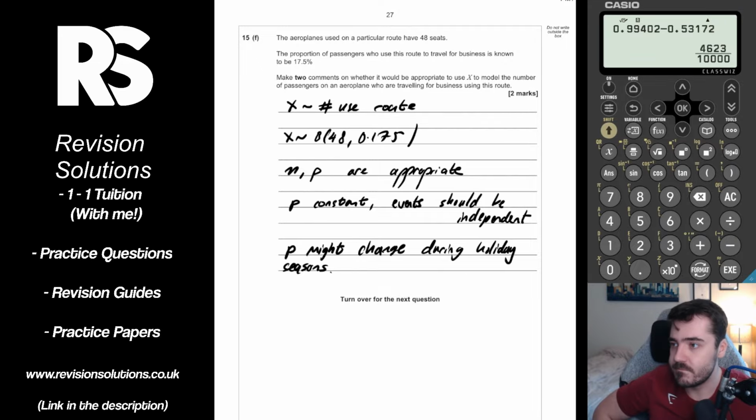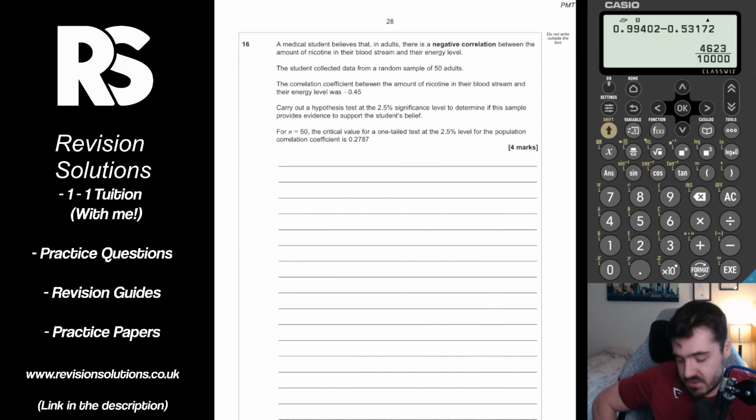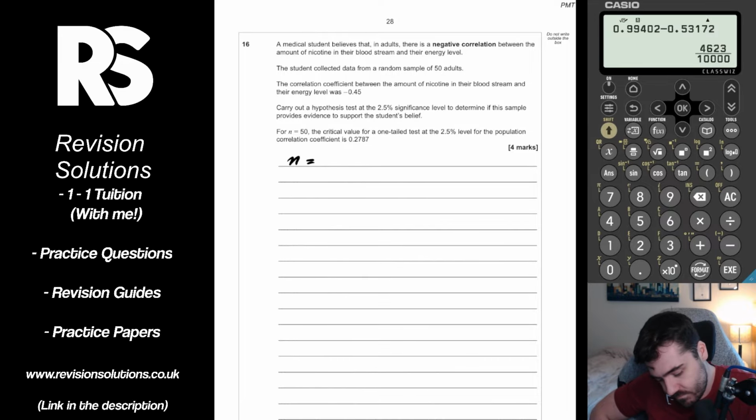Good. Okay, moving on to question 16. A medical student believes that in adults there is a negative correlation between the amount of nicotine in their bloodstream and their energy level. The student collected data from a random sample of 50 adults. The correlation coefficient between the amount of nicotine in their bloodstream and their energy level was found to be minus 0.45.